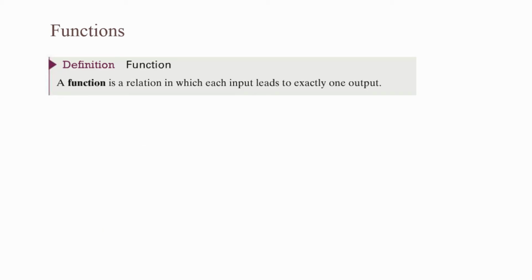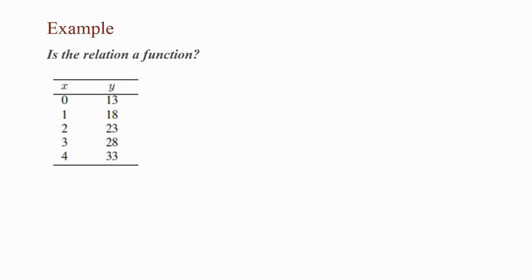Functions. A function is a relation in which each input leads to exactly one output. In this example, we look at whether the relation is a function. We have our independent variable x and our dependent variable y. Our ordered pairs are (0, 13), (1, 18), (2, 23), (3, 28), and (4, 33).